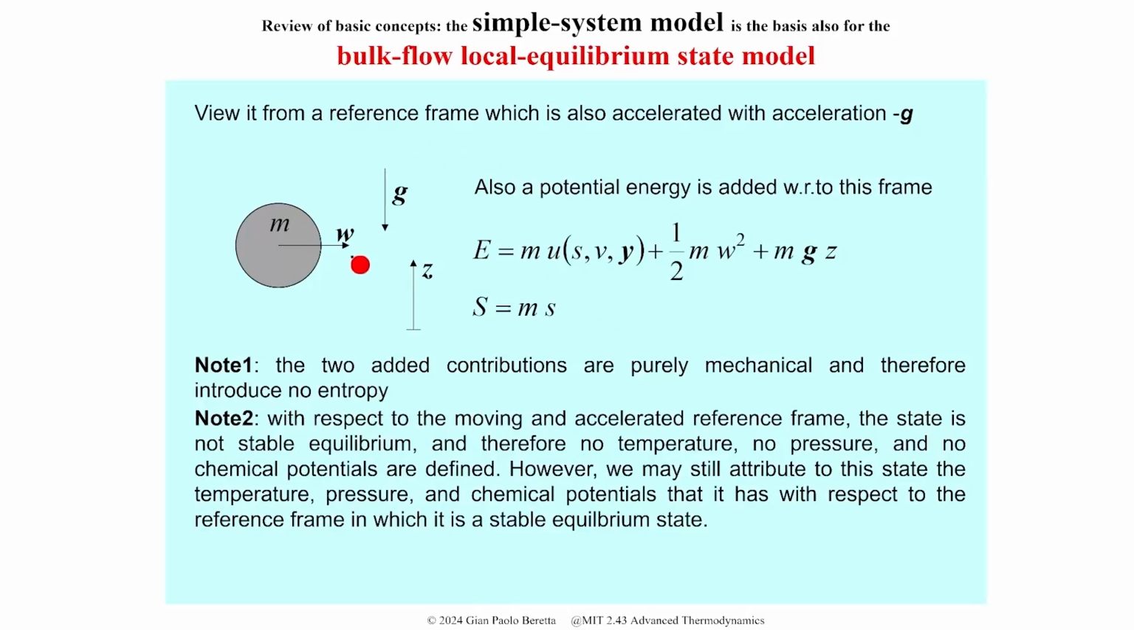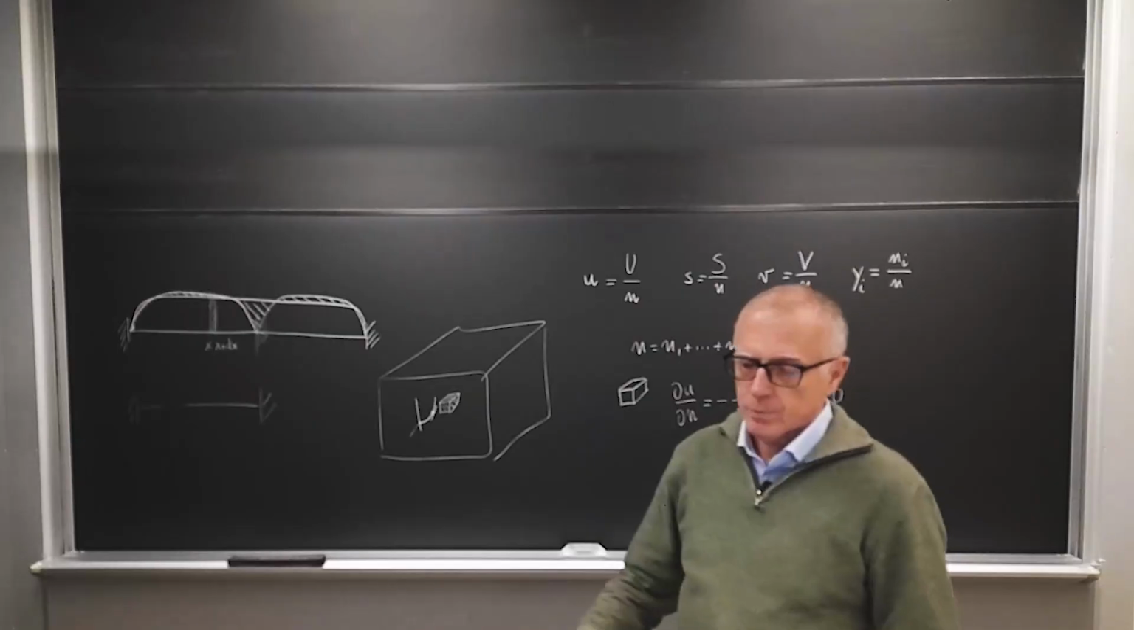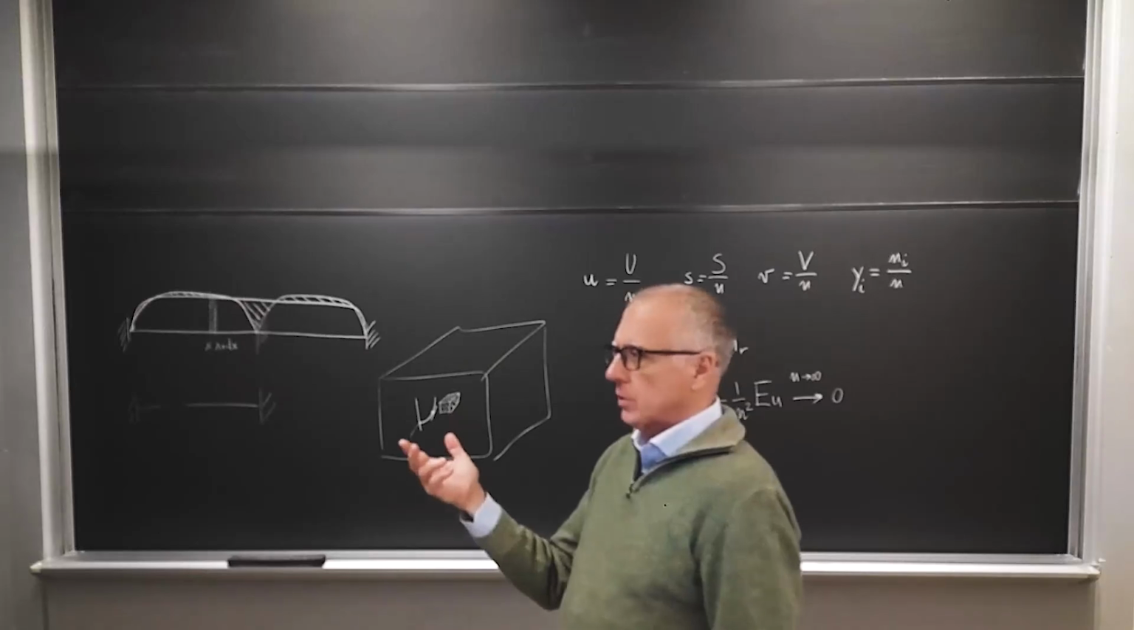Okay, so that's step one, define a local equilibrium model. Step two is that if you have a boundary between two systems, for example, a pipe that brings fluid elements inside your system, we usually call this an open system.